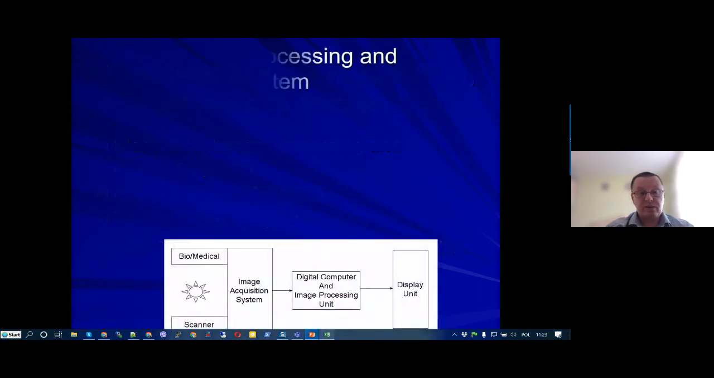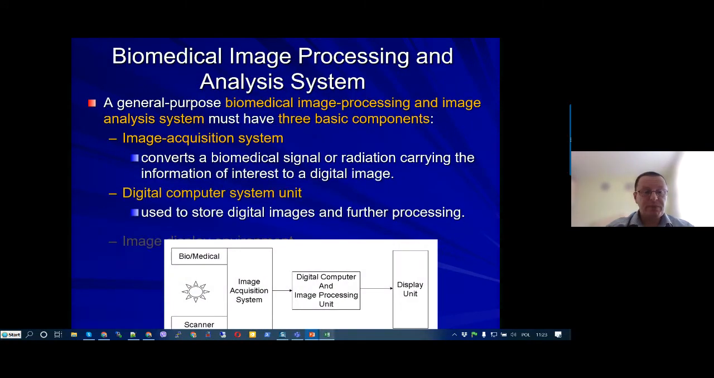Let's proceed with the first point of this question. Any general purpose biomedical image processing and image analysis system must have 3 basic components, which are depicted at the bottom of this slide. First, there should be an image acquisition system, which converts the biomedical signal or radiation that carries the information of interest to an electrical signal. At first it would be analog, and then that electrical signal can be digitized, and we can talk about the representation in digital form, which can be visualized as a digital image.